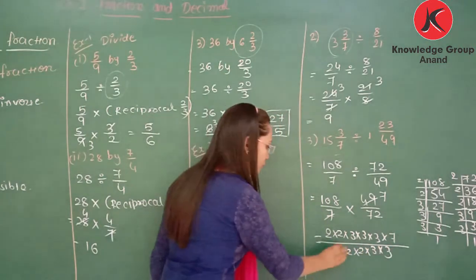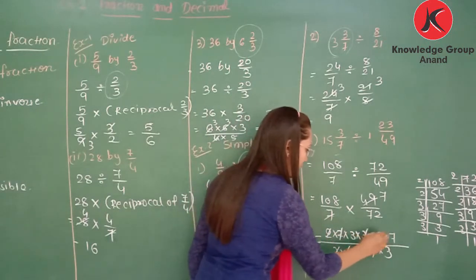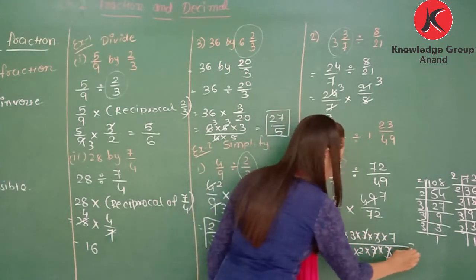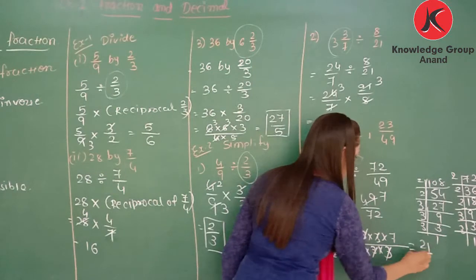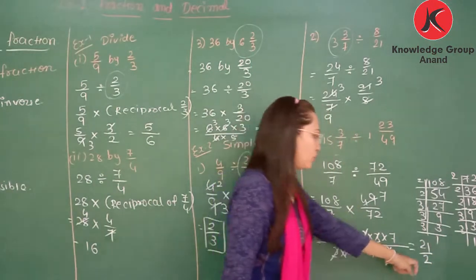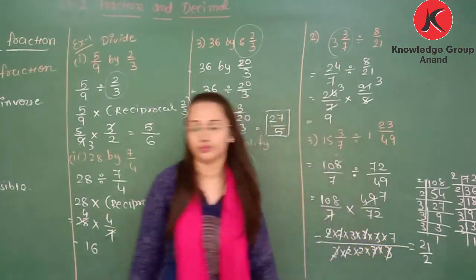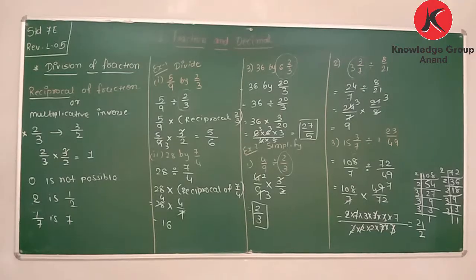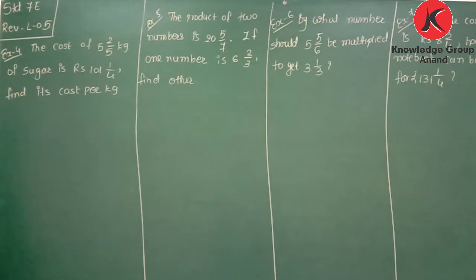Now we have got the common factors, so we can cancel them out. So now we have 7 3s are 21 by 3. You can convert this into a mixed fraction. Now let's take some word problems.